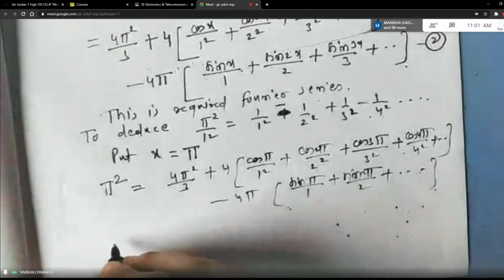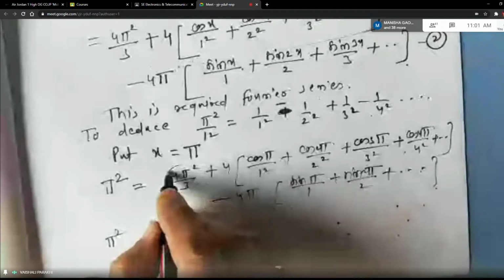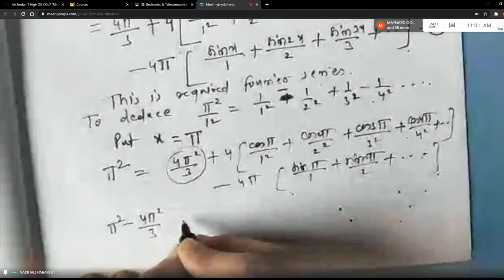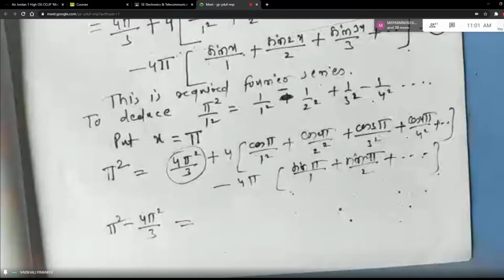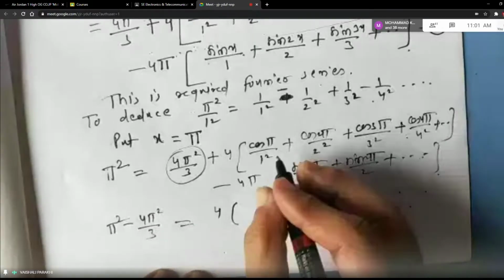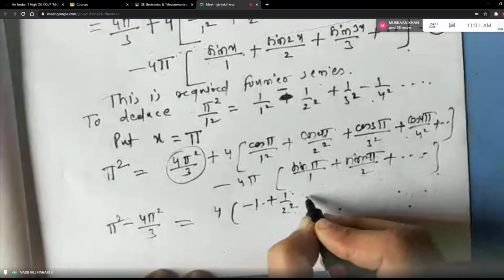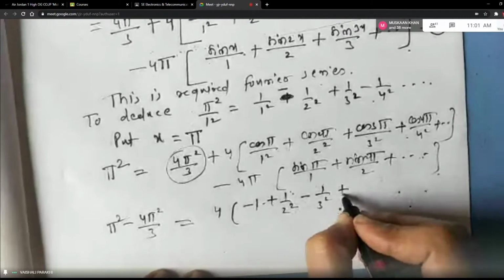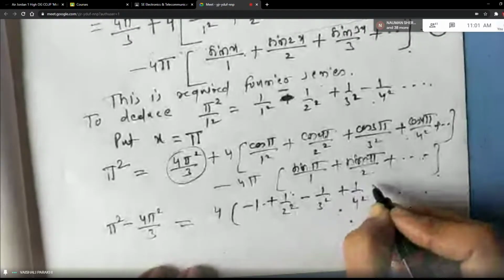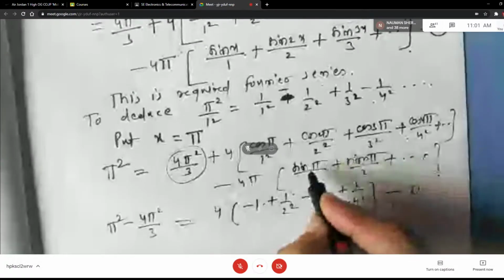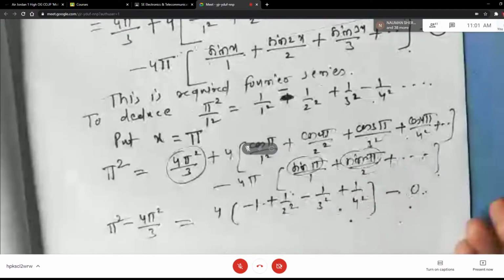Okay, so this is pi square. Now let me take this term to left hand side, students. It will be minus 4 pi square by 3, right? And then this is 4, cos of pi is minus 1, cos of 2 pi is plus 1, then this is minus 1, plus 1, correct? And the last term will be 0 because sine of pi, sine of 2 pi, all terms are zeros.